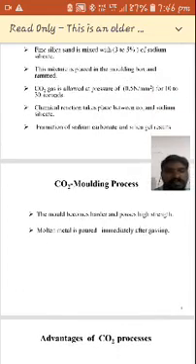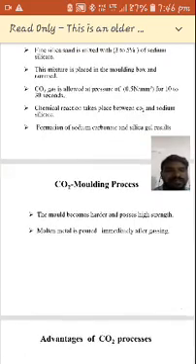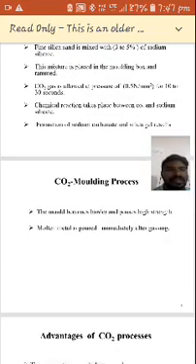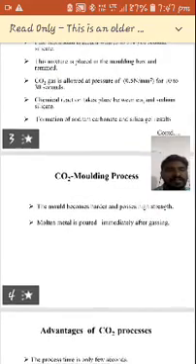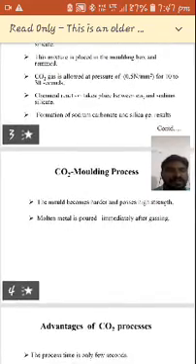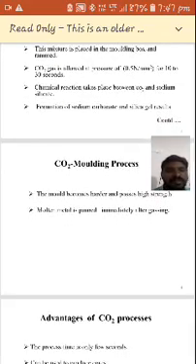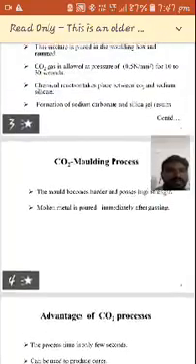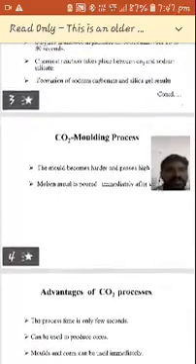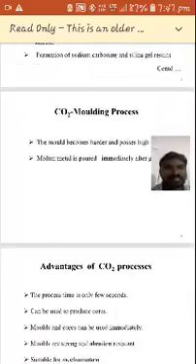So the mold becomes harder and possesses high strength. The molten metal is poured immediately after gassing. After allowing the gas into the mold, you can immediately pour the molten metal. This is how the process is carried out, and it is called the CO2 molding process.